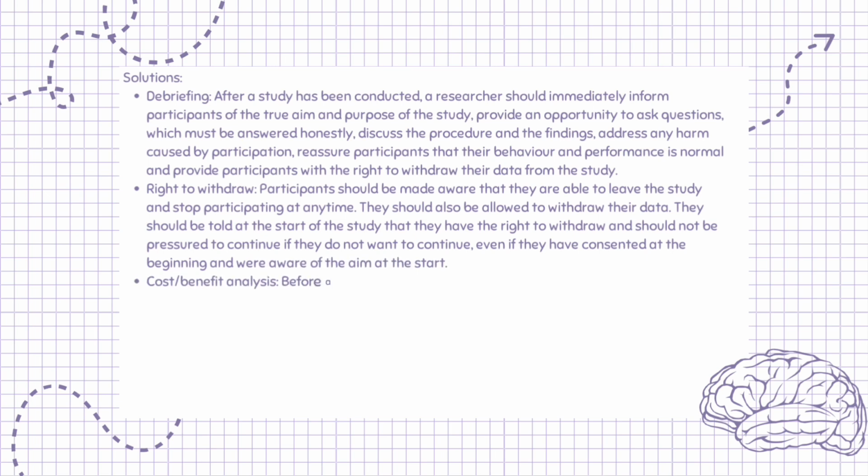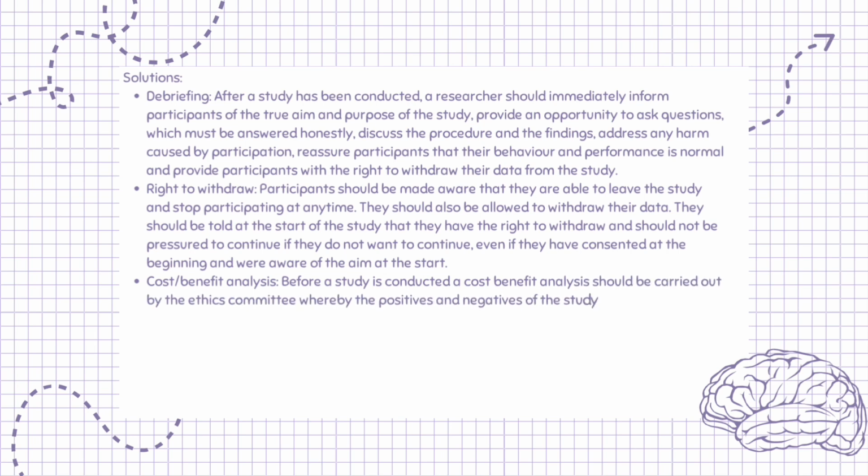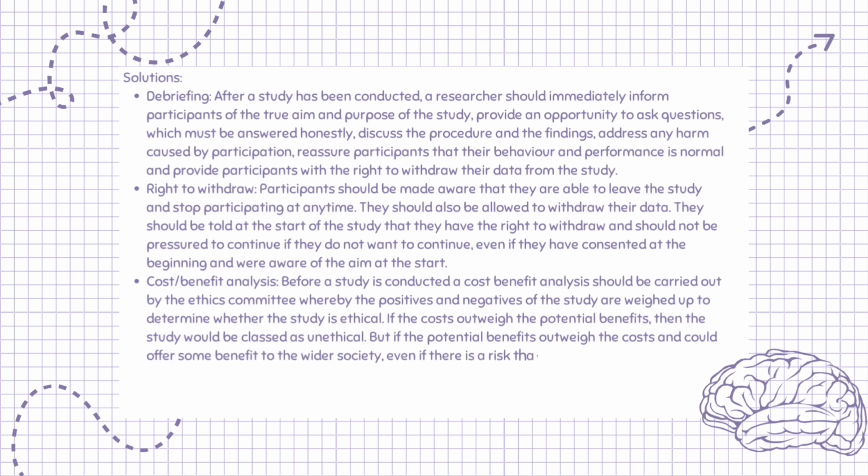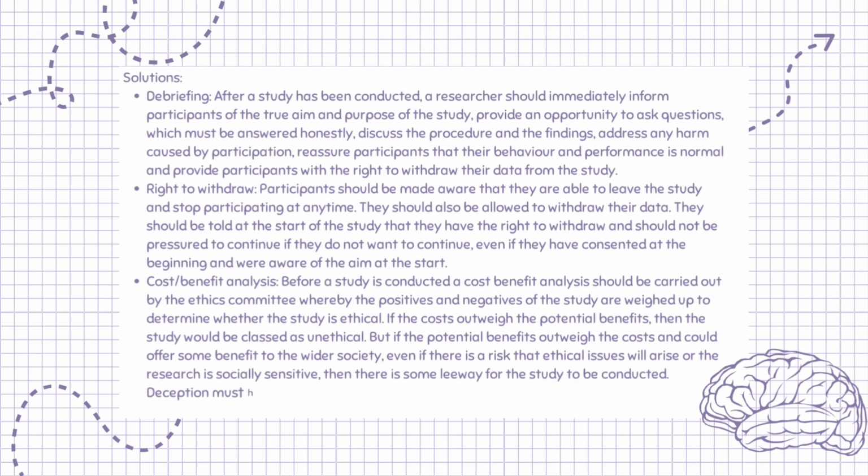Cost-benefit analysis. Before a study is conducted, a cost-benefit analysis should be carried out by the Ethics Committee, whereby the positives and negatives of the study are weighed up to determine whether the study is ethical. If the costs outweigh the potential benefits, then the study would be classed as unethical. But if the potential benefits outweigh the costs and could offer some benefit to the wider society, even if there is a risk that ethical issues will arise or the research is socially sensitive, then there is some leeway for the study to be conducted. Deception must have strong scientific justification, and non-deceptive alternatives should not be feasible.